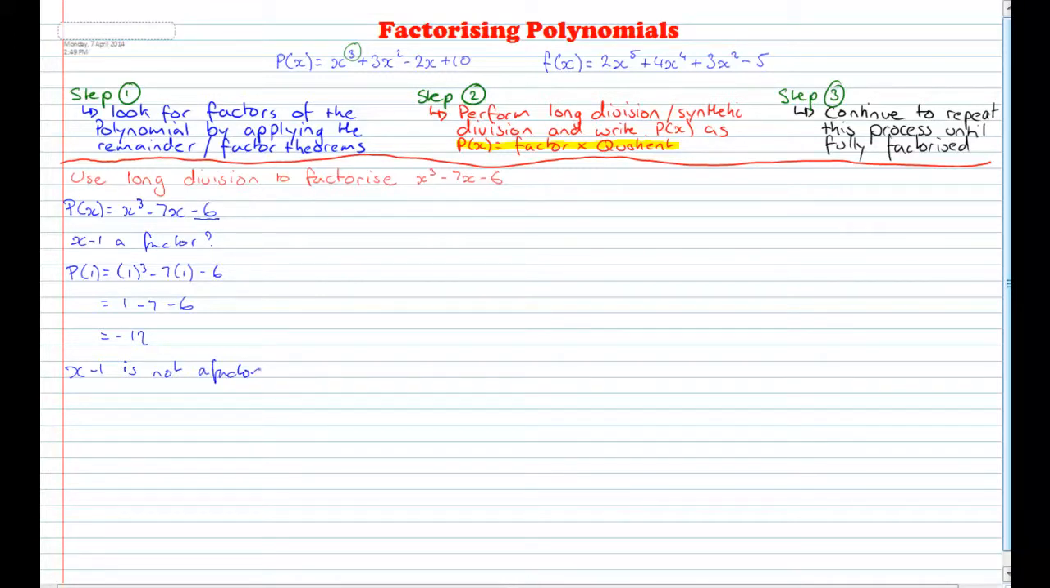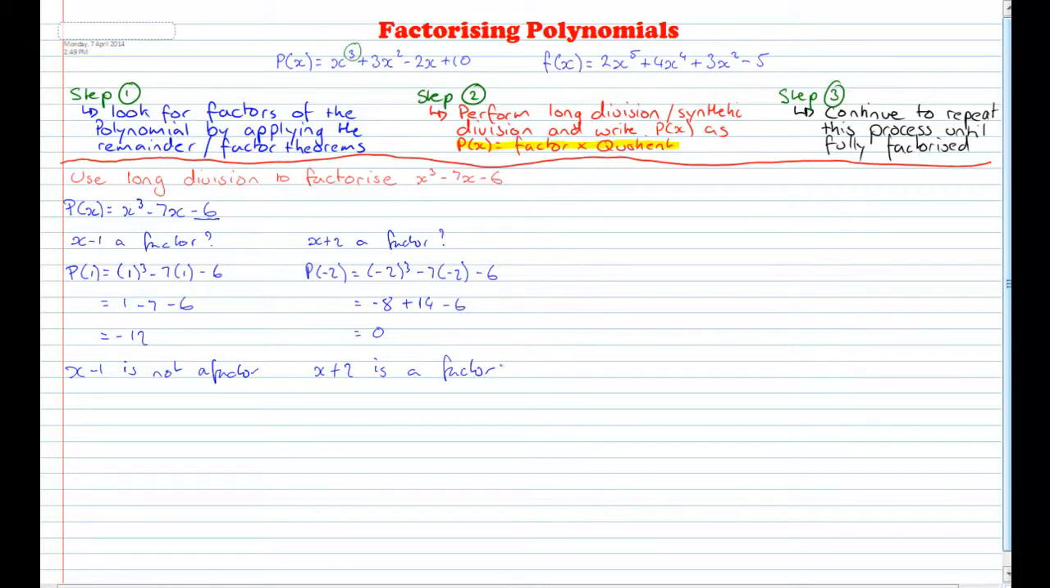Alright, well let's see if x plus 2 is a factor, for example. To find out, I'll substitute p of negative 2. That's going to get us negative 2 cubed minus 7 times negative 2 minus 6. Simplifying, negative 2 cubed is negative 8. Negative 7 times negative 2 is positive 14, minus 6. Negative 8 plus 14 is equal to 6, and 6 minus 6 is equal to 0. So x plus 2 is a factor because there's no remainder.